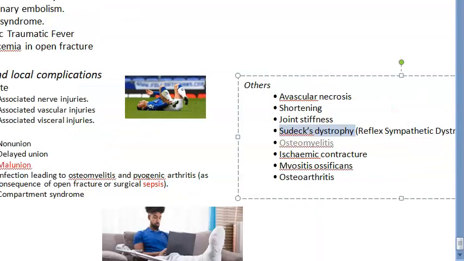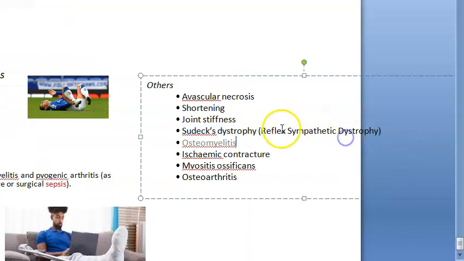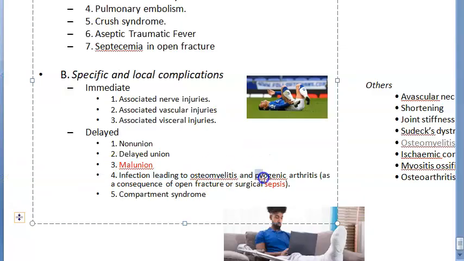This is the sympathetic dystrophy, isn't it? They can have Sudeck's dystrophy. Then we talked about some other contracture, not just shortening of the leg. There is contracture, okay, and myositis ossificans. We have to look at what this is, and osteoarthritis we spoke of here. Pyogenic arthritis we spoke of.